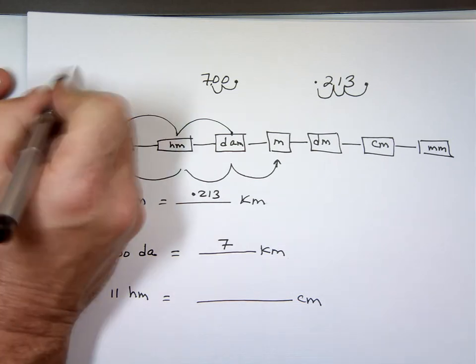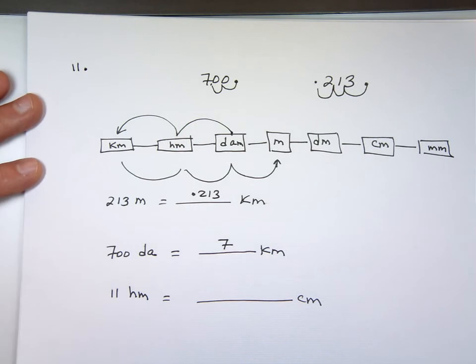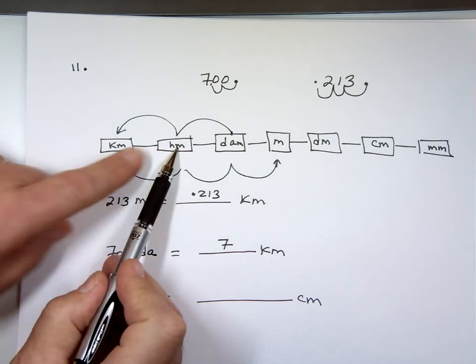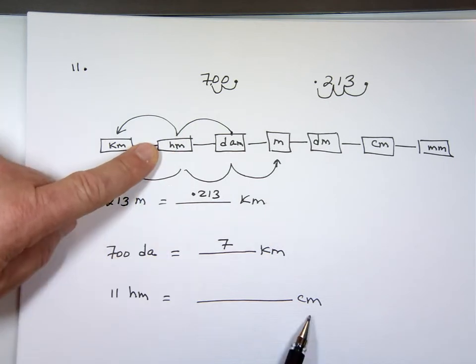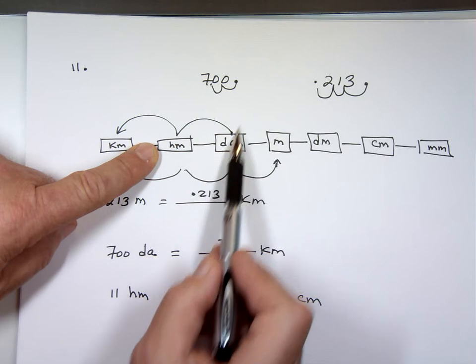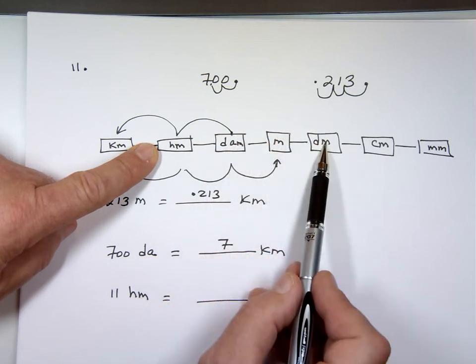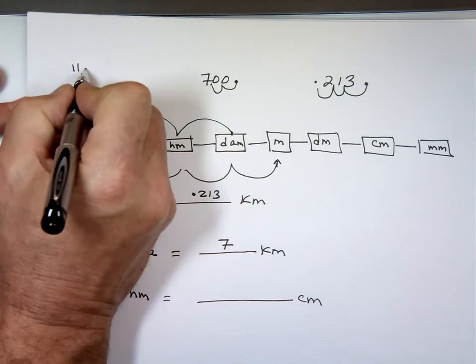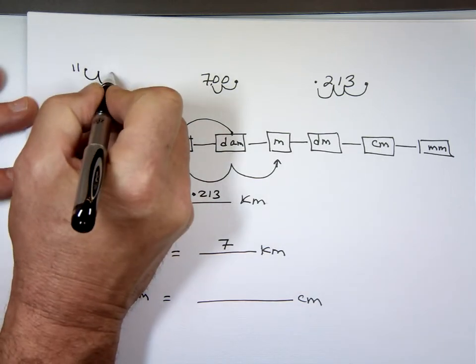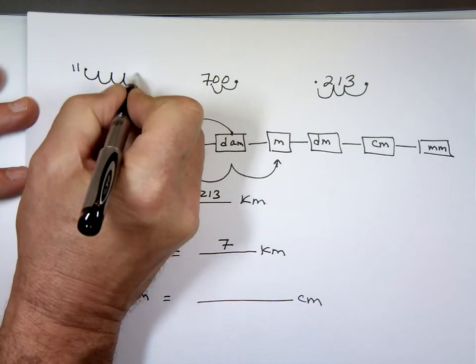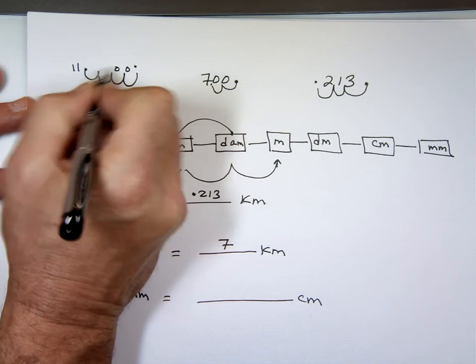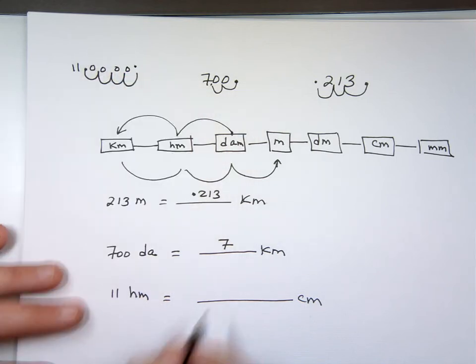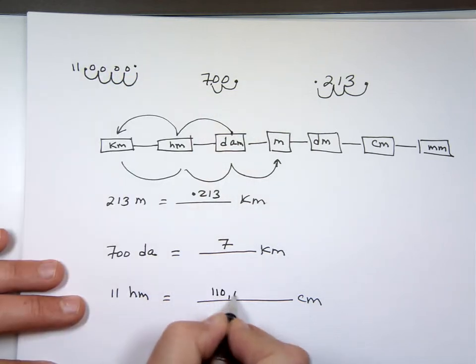So the 11, the decimal point is right here. Hectometer is right here. You want to go where? To centimeter. You're going to go 1, 2, 3, 4 places. Which direction? To the right. Let's move this 4 places. 1, 2, 3, 4. Fill them with zeros. So what do we have? 110,000 centimeters.